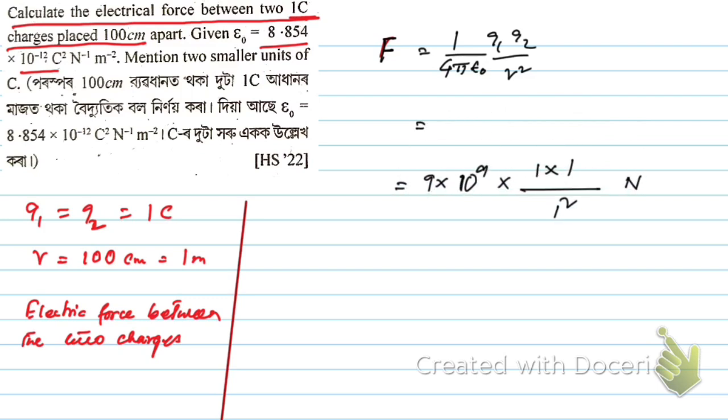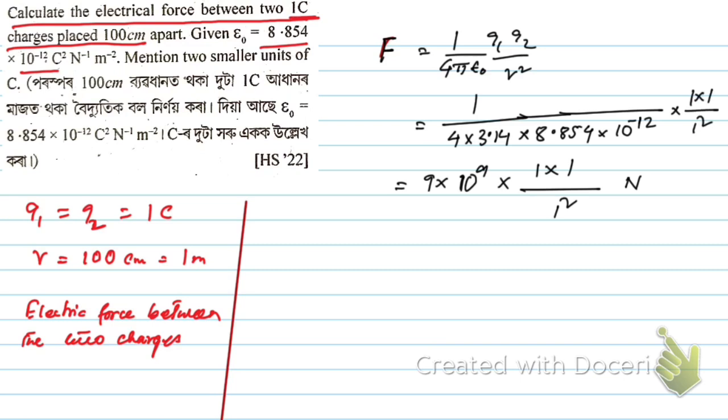So as the value of epsilon naught is given, you can add one more step: 1 by 4 into 3.14 into 8.854 into 10 to the power minus 12, then into Q1, Q2, both 1, and R square, that's going to be 1 square. So you can show this step, that will be better as the value of epsilon naught is given.